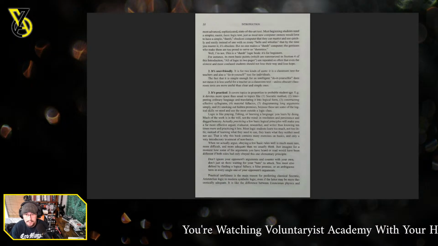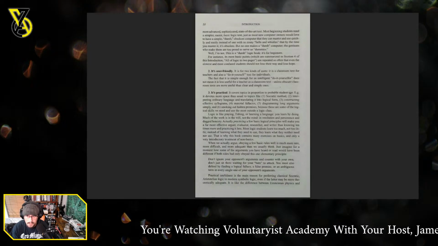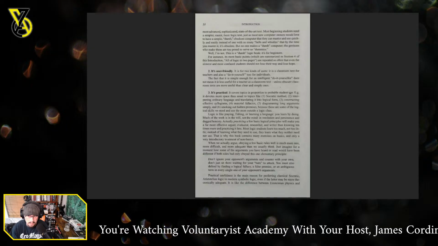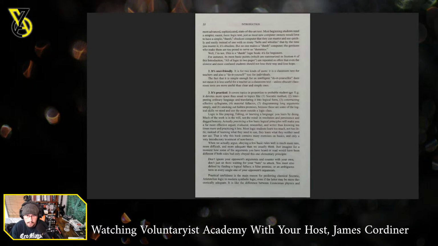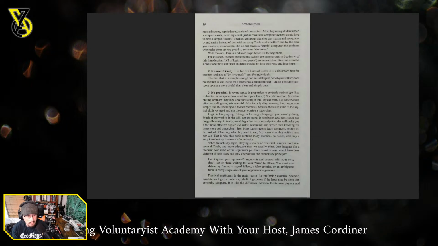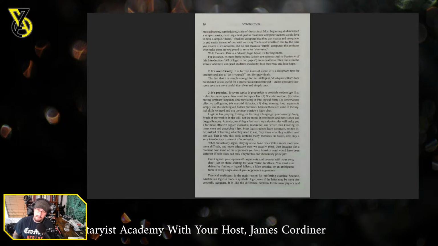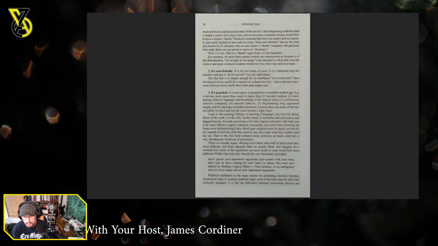It's for beginners. For instance, its most basic points, which are summarized in section 4 of this introduction, all of logic in 2 pages, are repeated so often that even the slowest and most confused students should not lose their way and lose hope. Number 2, it's user-friendly. It is for 2 kinds of users. It is a classroom text for teachers and also a do-it-yourself text for individuals.